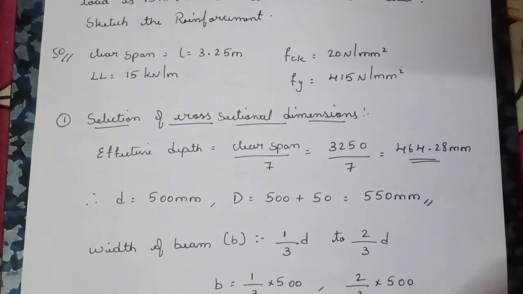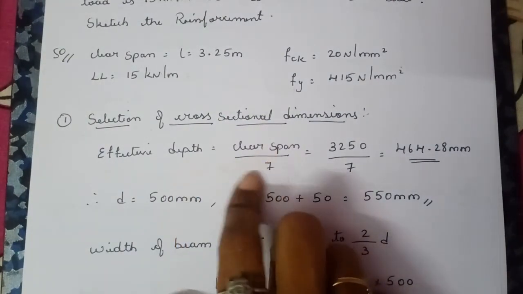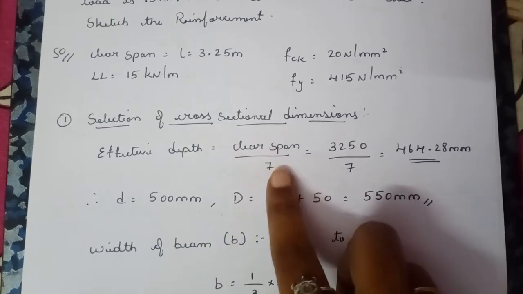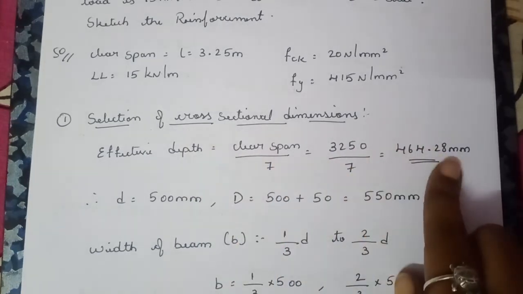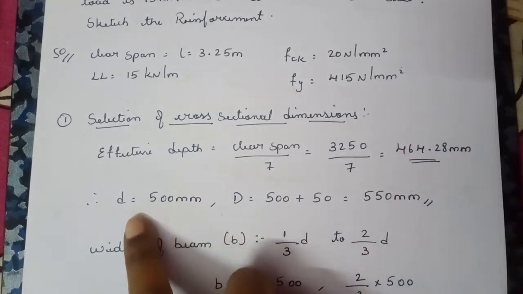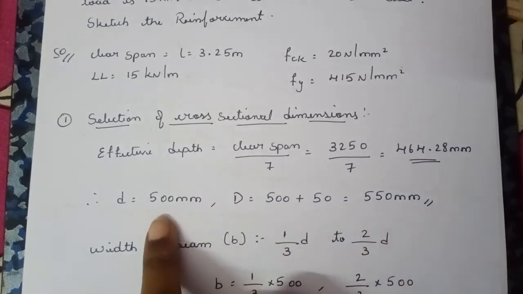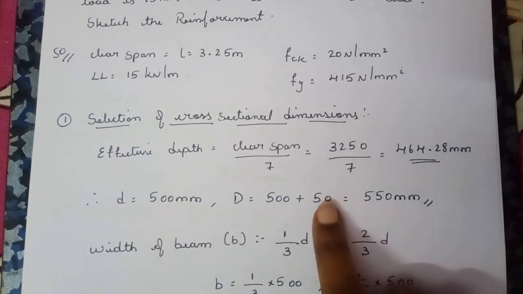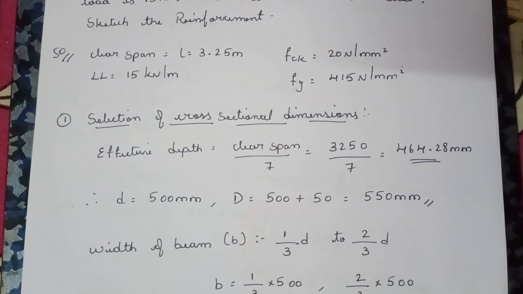So here we want the depth. So L by D is equal to 7. If you cross multiply, you will get this equation, and substituting, you will get the value. I'll round off to the next whole number, that is 500. I'll provide D as 500. Overall depth will be effective depth plus D dash, where D dash is the effective cover. Effective cover I will assume as 50, so that you will get 550 as the overall depth.